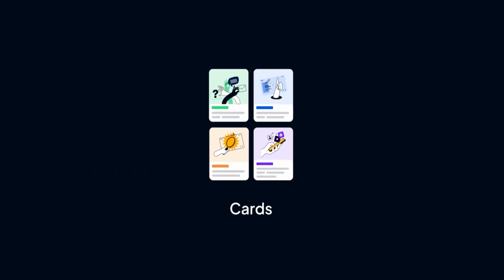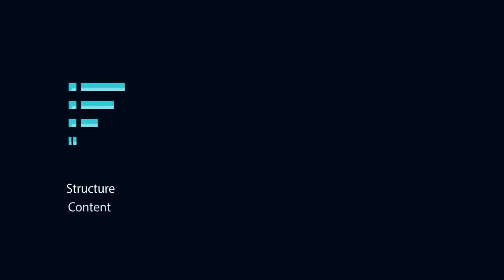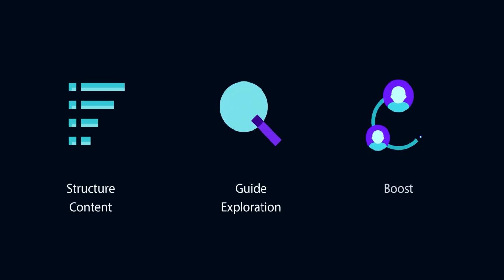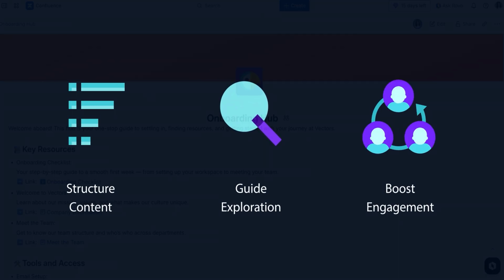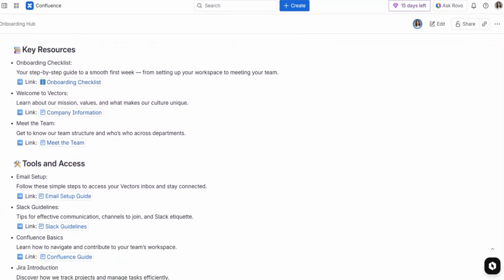Cards are like visual shortcuts. They're perfect when you want content to stand out, encourage exploration, and make your pages look a lot cleaner. In this example, we're looking at onboarding links added without much formatting. On their own, they're easy to miss and hard to differentiate between.